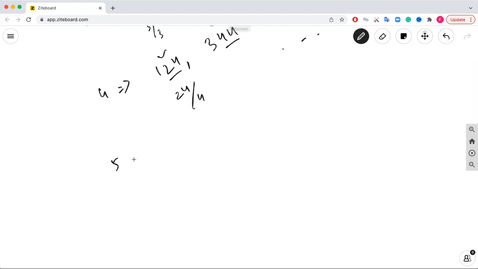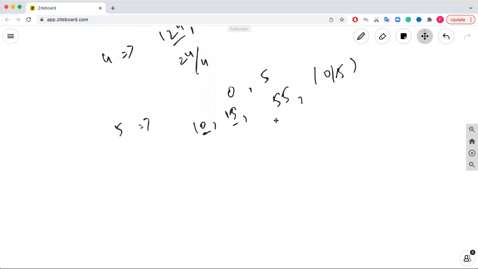Now the rule for 5 is very simple. If the last digit is 0 or 5, the number is divisible by 5. For example, 10, 15, 55, whatever the number is, if the last digit is 0 or 5, that number is divisible by 5. This is the rule for 5.